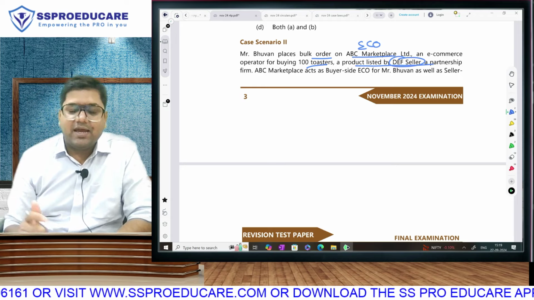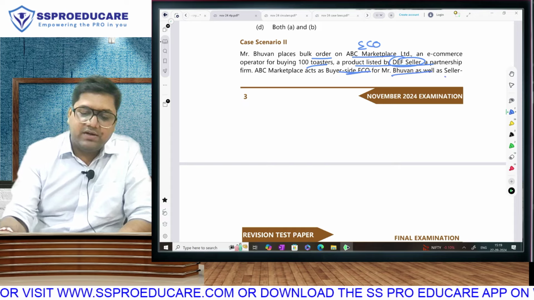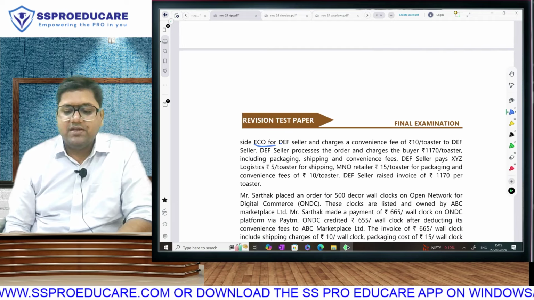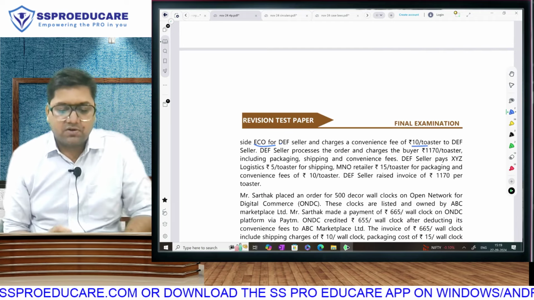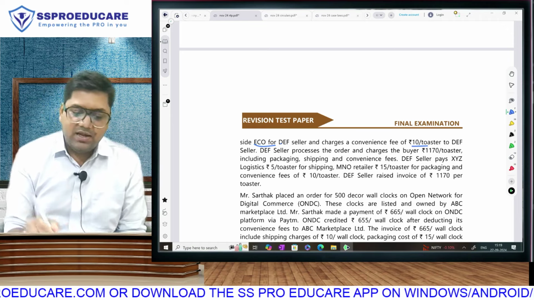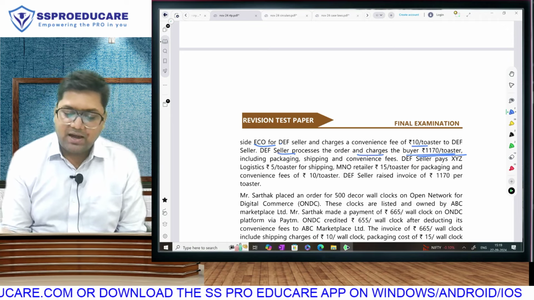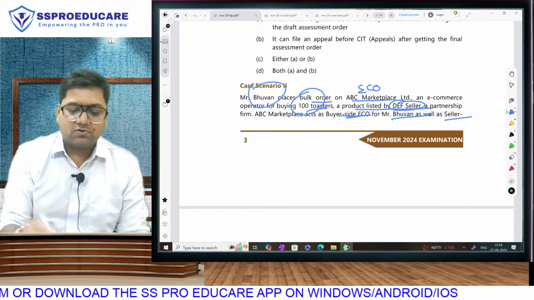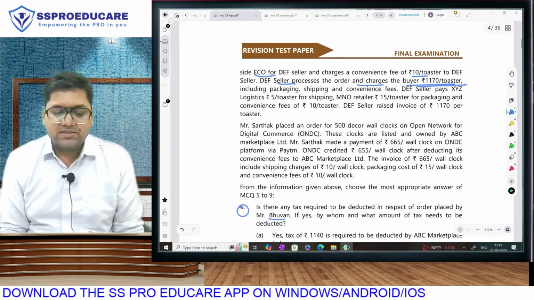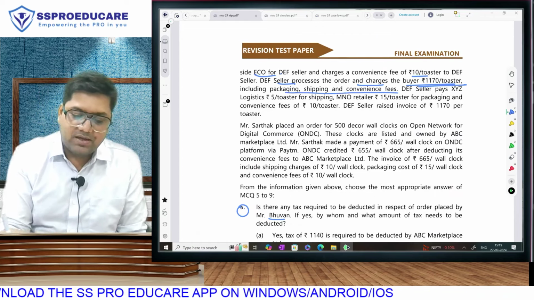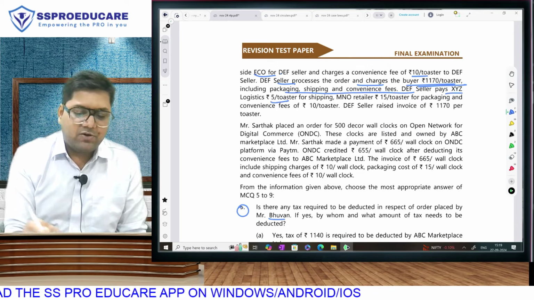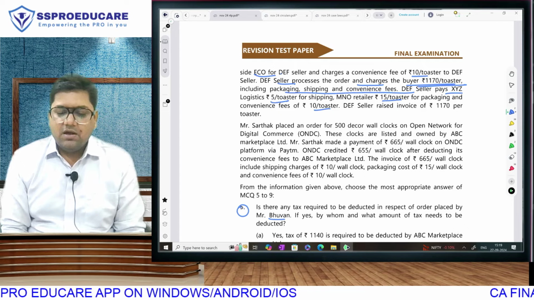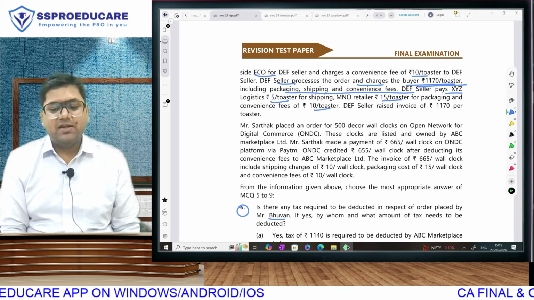ABC Marketplace acts as buyer side ECO to Mr. Bhuvan as well as seller side ECO for DEF seller and charges convenience fee of 10 rupees per toaster to DEF seller. DEF seller processes the order and charges the buyer 1170. So ultimately, buyer Mr. Bhuvan for his 100 toasters is going to pay 1170. This will include packaging, shipping, convenience fees. DEF seller pays 5 rupees for logistics, 15 rupees for packaging, 10 rupees for toaster. Ultimately, these are all expenses of DEF the seller.